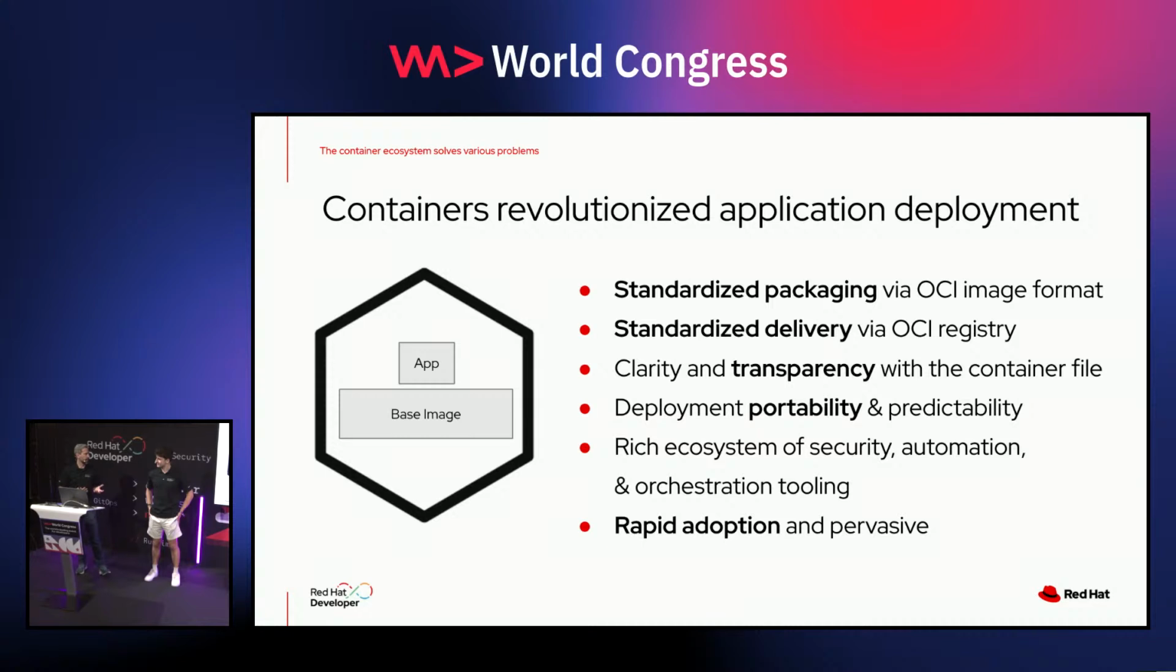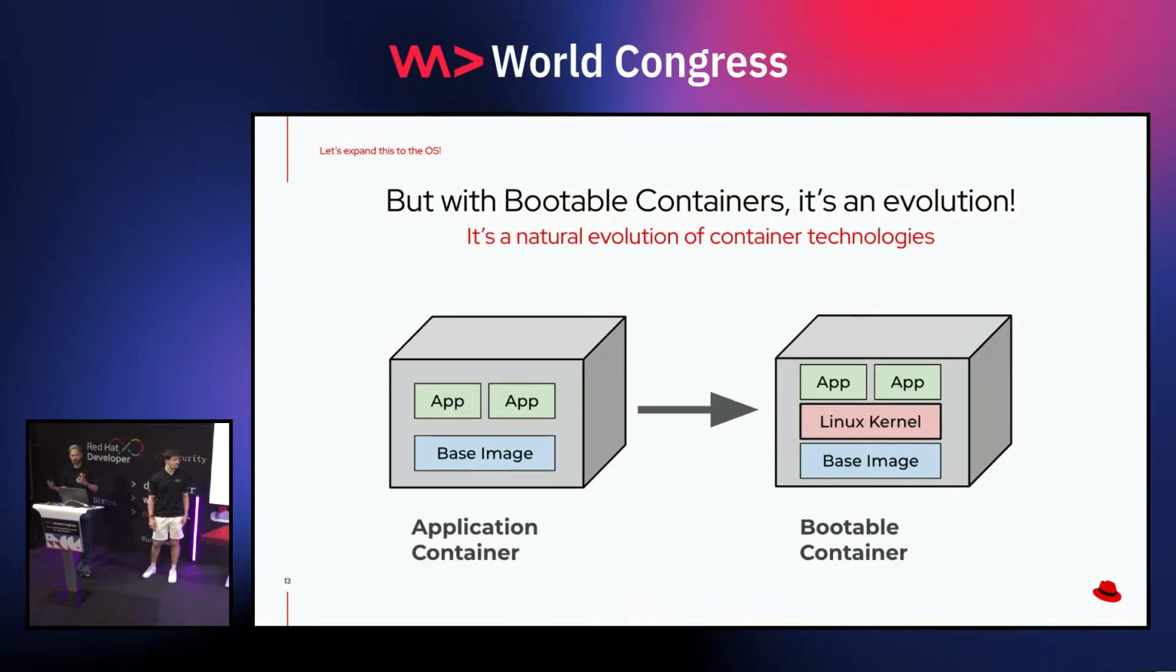Right. And then that allows us to adopt new technologies a lot faster because we can swap different dependencies and rebuild the container image and redeploy it, and it's all automated. So that's beautiful, and that's what we want to do with actual operating systems as well. So with bootable containers, that's kind of the evolution, right?